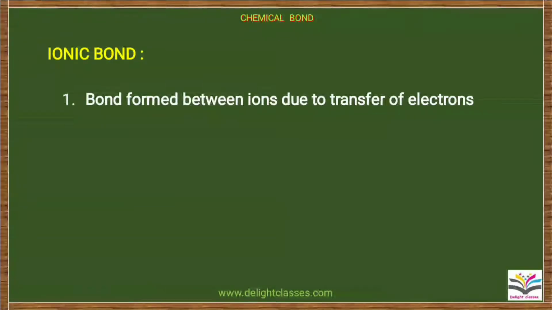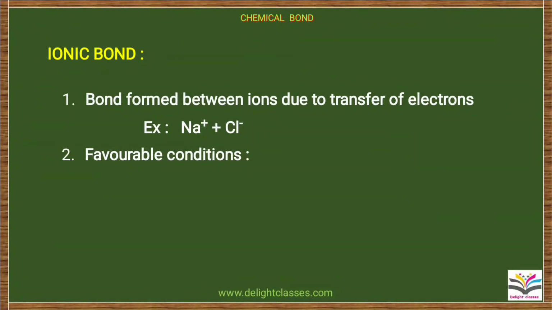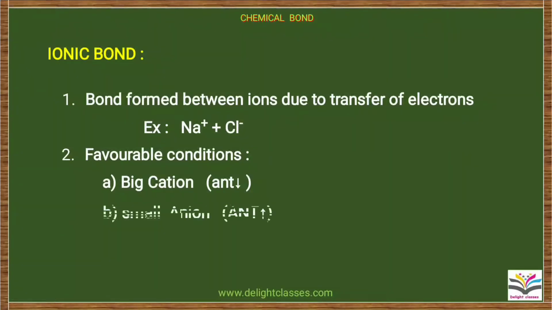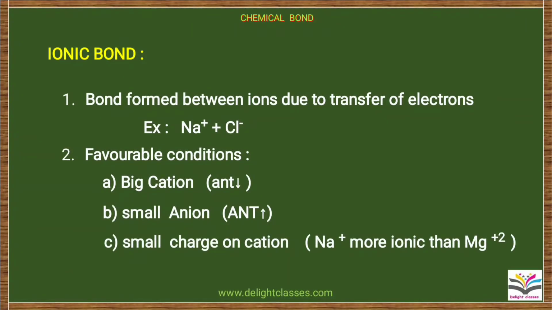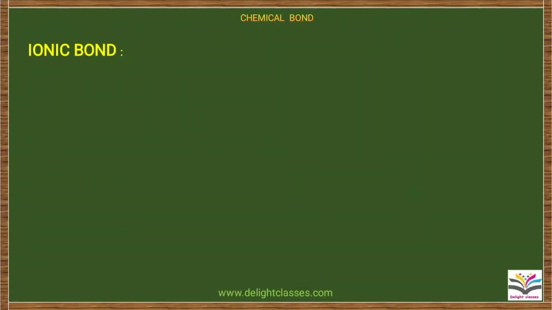Ionic bond. Bond formed between ions due to transfer of electrons. Example, Na+ Cl-. Favorable conditions: big cation, small anion; small anion, big cation. Here A is electron affinity, N is electronegativity, I is ionization potential. Small charge on cation. For example, Na+ is more ionic than Mg2+.